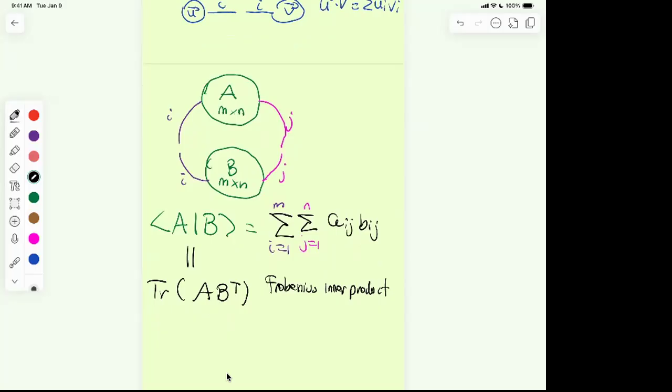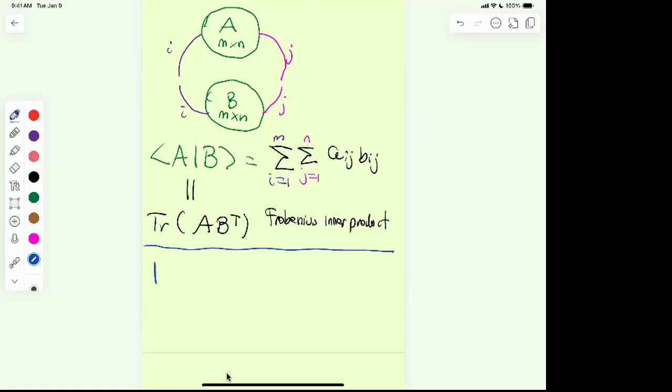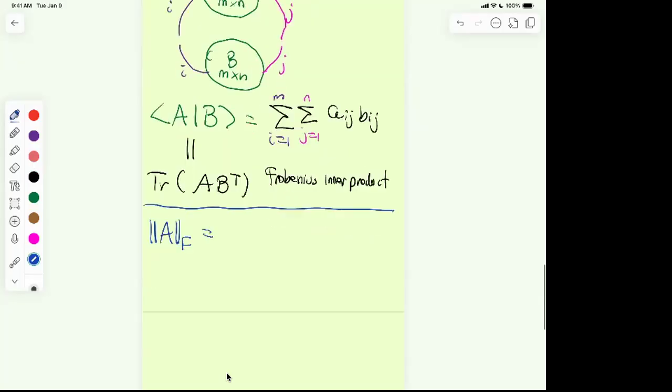And so, for example, if you believe in this definition, and this is the fun part, what would be the magnitude of a matrix? I'm almost done. I'll put F for Frobenius so that we know it's related to that. It is the square root of the dot product of the matrix with itself.